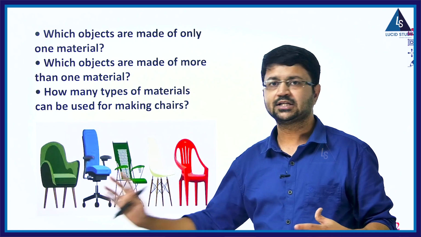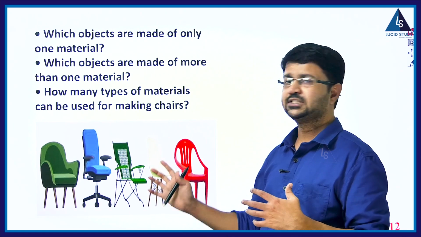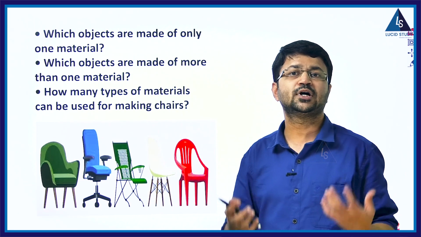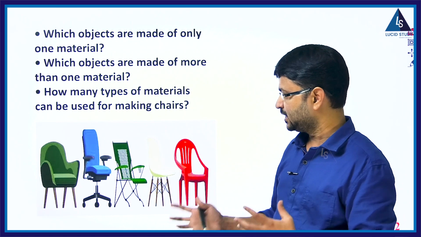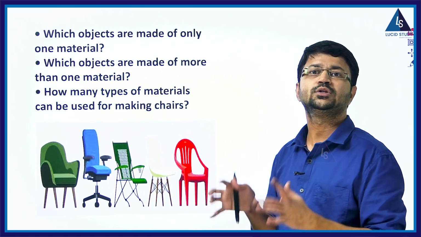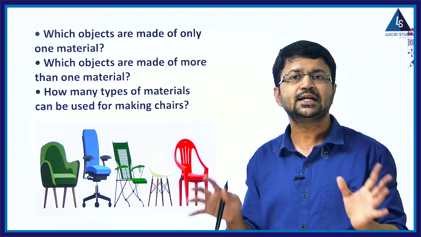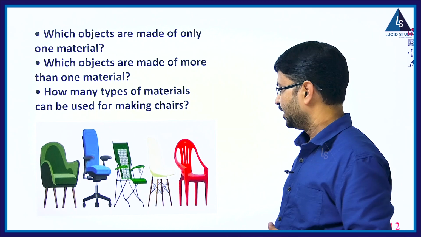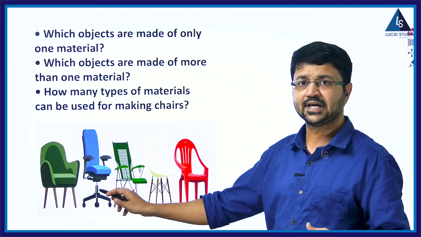See here, these are the chairs. These chairs are objects. A chair is made up of how many materials? For example, take the case of this red colored chair. This red colored chair is made up of only one material, that is nothing but plastic. If you take the case of this chair, is it clear?